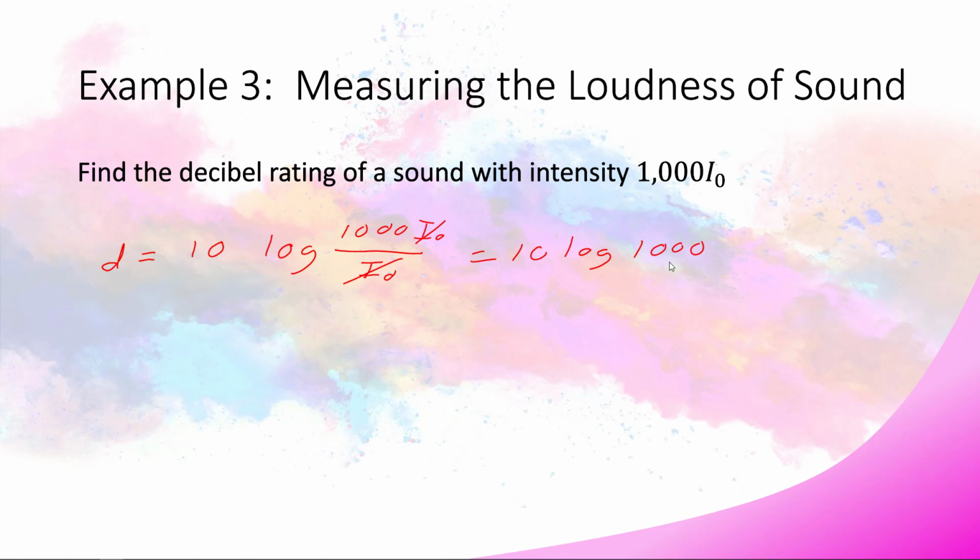Now, a lot of you can immediately see that this should be 3. If you can't, go ahead and punch it into your calculator. You'll get 3. So you will have 10 times 3, which would be equal to 30. And that would be your answer, 30 decibels.